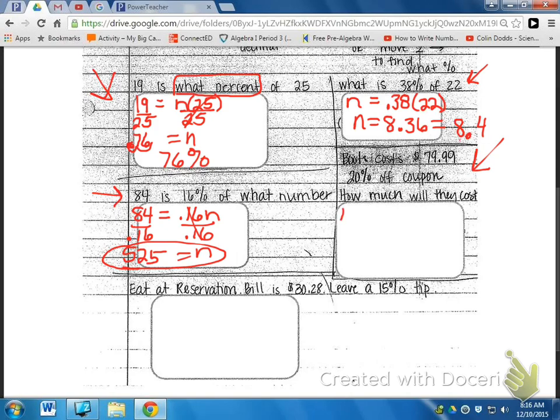Yeah, you can just think this, but I'm going to write it down. The boots are 100%, but if I take 20% off, I'm only paying 80%. So what I really want to know is what is 80% of $79.99. So Braxton, how would I do that problem?